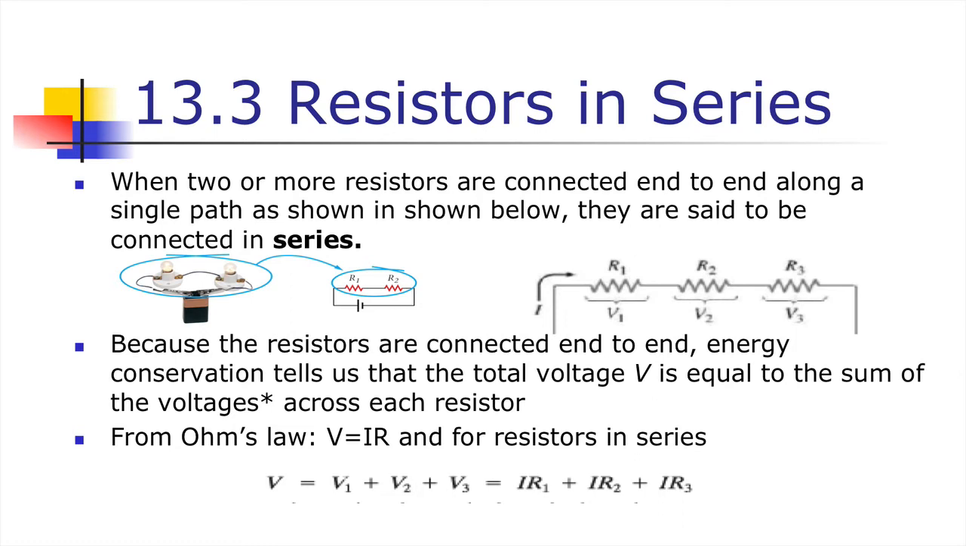Okay, a series connection means resistors are connected end to end. What do you mean by that? If you look at this example, you have a bulb. One side of the bulb is connected to another side of the bulb, and the other side of the bulb is connected, of course, to the battery's terminal, and so on and so forth. You see how they are connected? They are connected end to end.